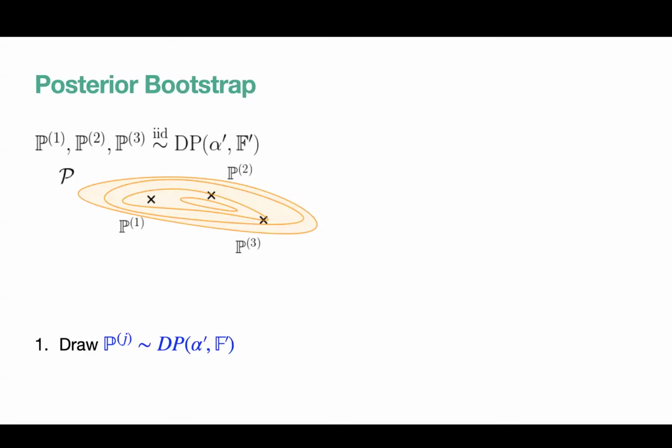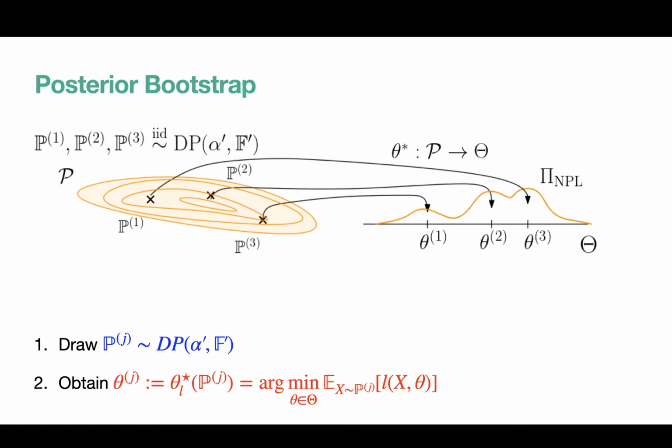So a bit of an illustration, again, before I move on to applications of this. What this posterior bootstrap does is we draw some posterior samples from a Dirichlet process. So we start from posterior beliefs about P star, incorporating any uncertainty quantification and any probabilities I have for P star specifically. And then for each sample, I basically map it to a posterior sample for theta based on a loss.